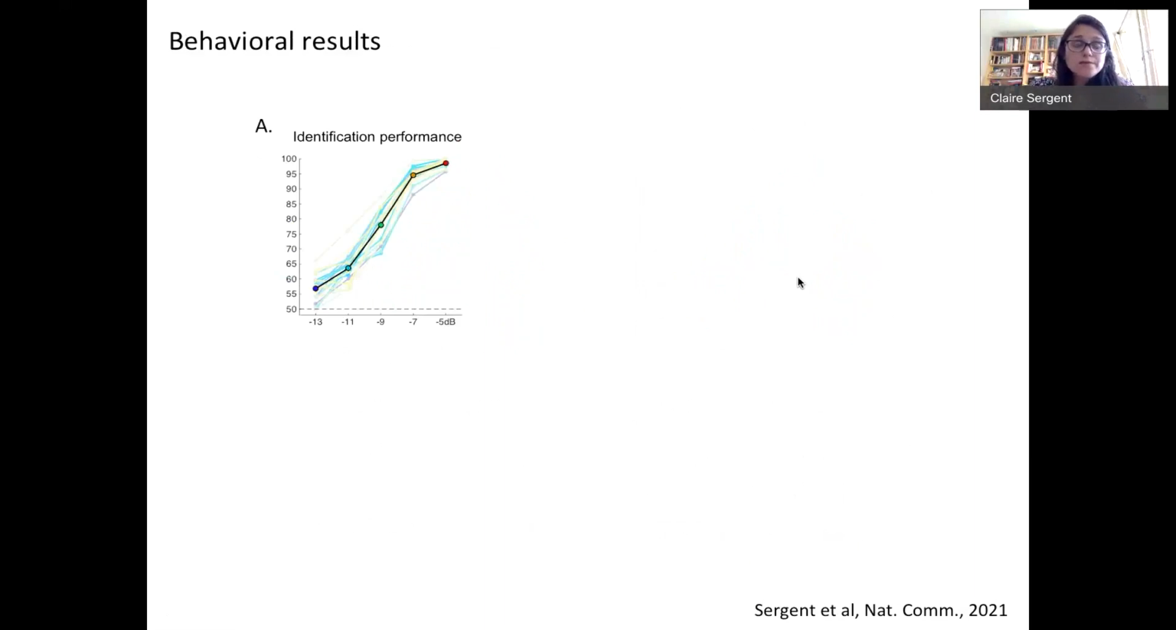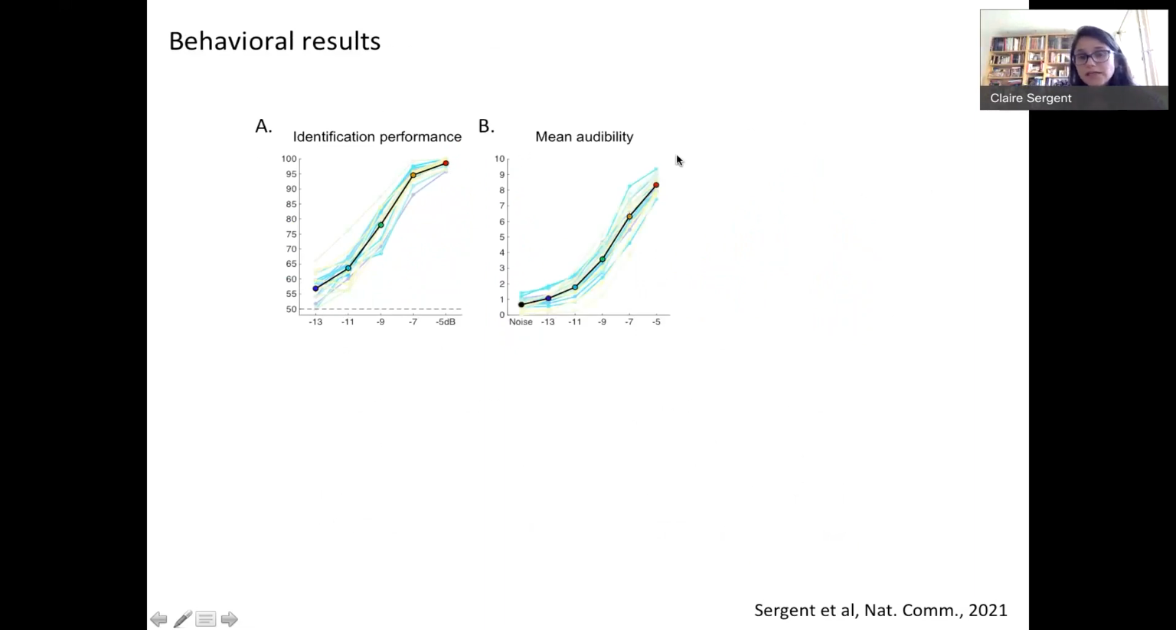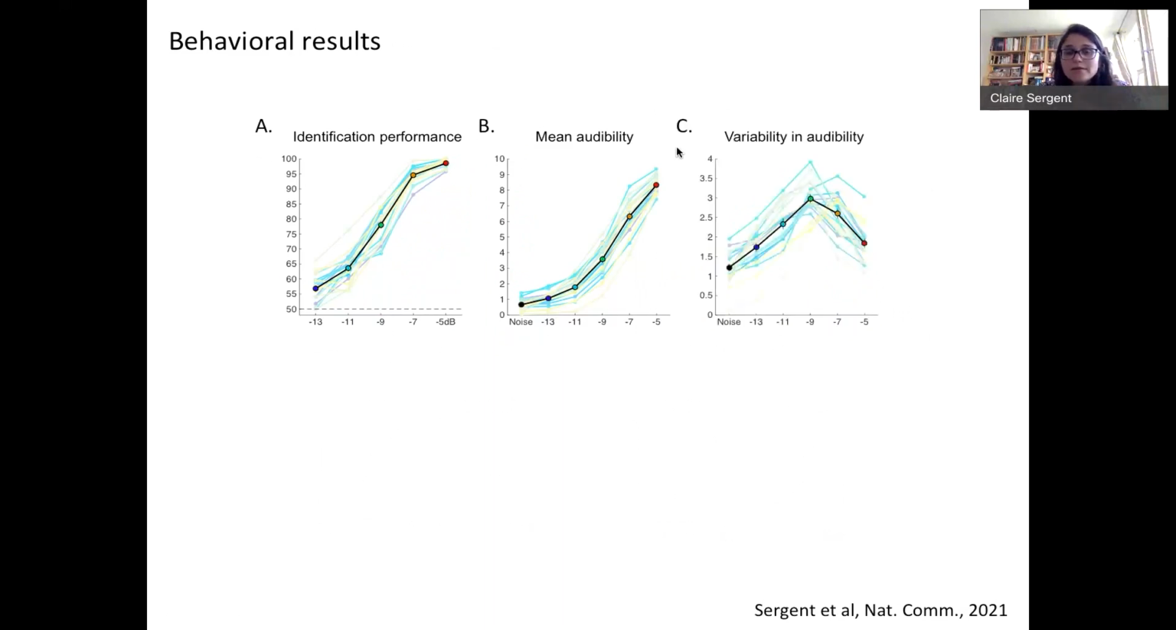First, we can look at the behavioral results, just to let you see that indeed we were around the behavioral threshold with these stimuli. That's for identification performance. That's for mean audibility. So as audibility was rated on a continuous scale, we could also derive a meaningful measure of variability. And if we look at variability in audibility, we already see this burst of variability of the ratings when we present stimuli around threshold stimulation.